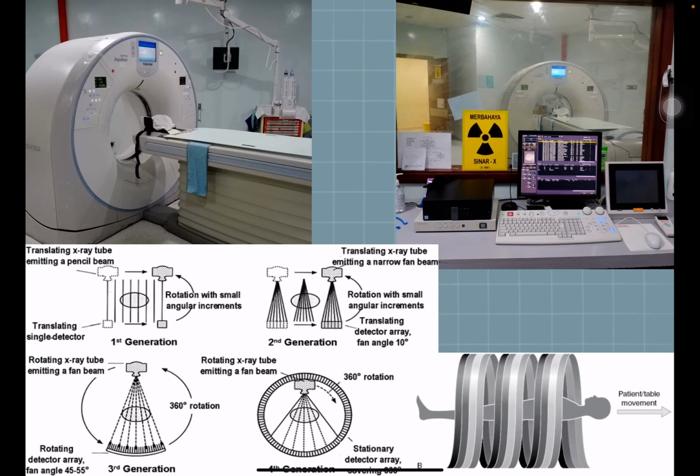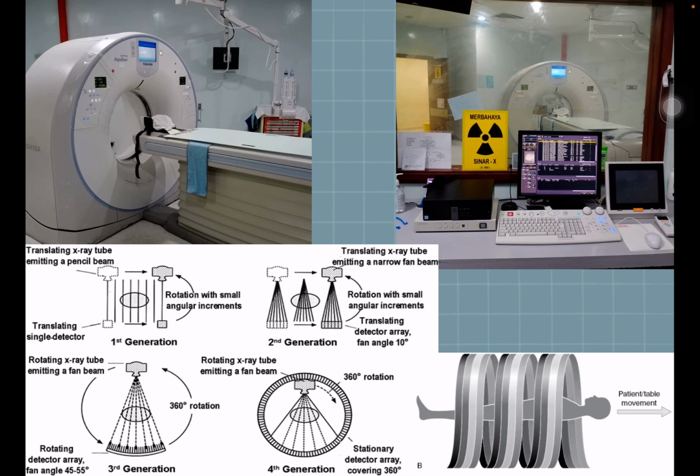So this is the one and only CT machine serving the Miri community. On the top left is the gantry, which houses the rotating X-ray machine as well as the table. On the top right is the computer console, with which our radiographer remotely manages the CT machine.